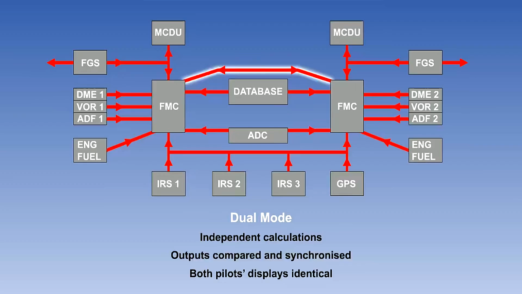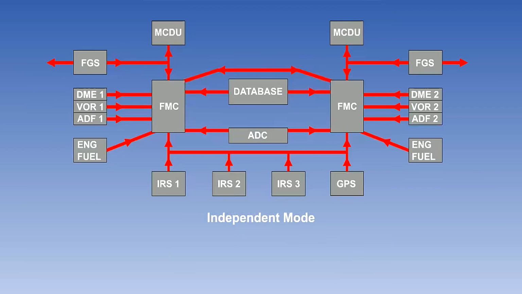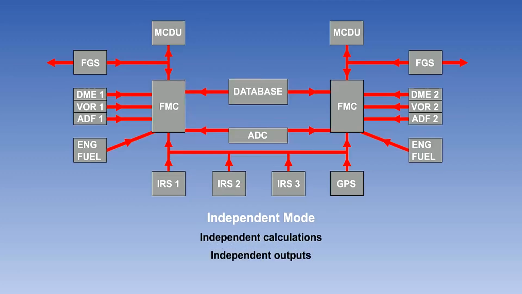However, if the crosscheck shows a discrepancy above a predetermined value, the system changes to independent mode. This happens automatically in some systems and is selected by the crew in others. The synchronizing link between the two systems is broken. Now we have independent calculation and independent output. The pilots' displays may now conflict, and if they do, it is up to the crew to choose which is the most likely to be correct.